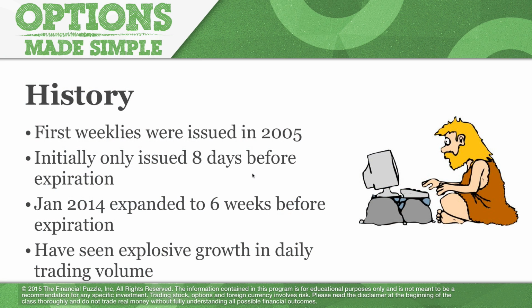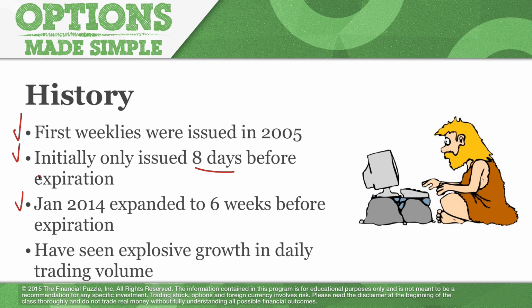Let me give you a little bit of a history here on weeklies. We first started seeing weekly options showing up back in 2005. This is when the CBOE first started releasing weeklies. Now, initially, they only issued them 8 days before expiration, and that's why we called them weekly options, because they only had a week in the entire life cycle of this option.